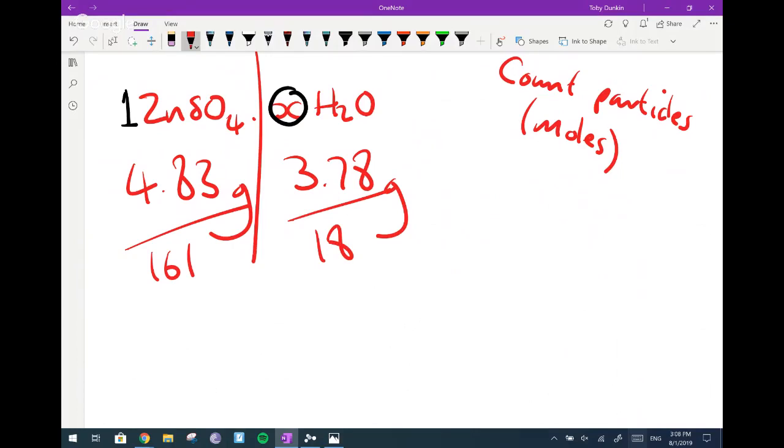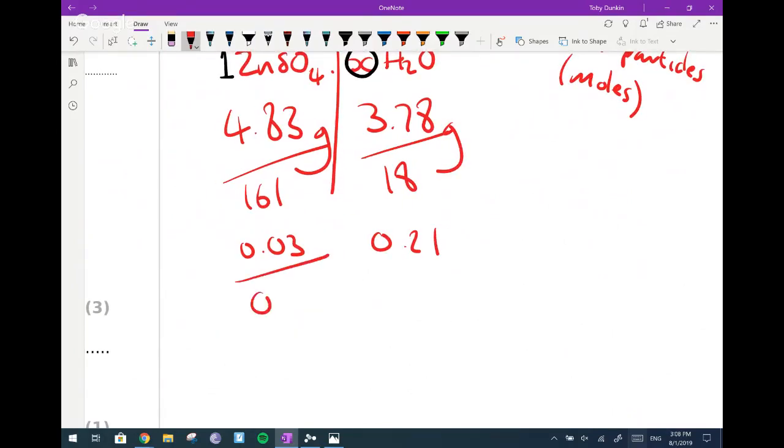So 4.83 divided by 161, I mean 0.03. 3.78 divided by 18, I mean 0.21. Divide them all by the smallest, which gives me 1 zinc sulfate. How many waters do I have over 0.03? 0.21 over 0.03, and I get 7. 0.21 divided by 0.03 gives me 7. So I have got X.